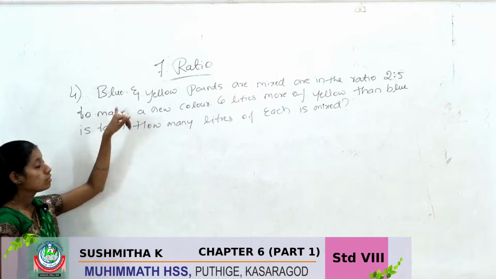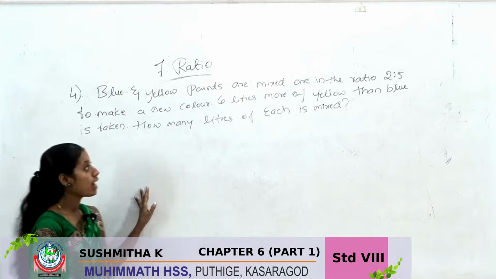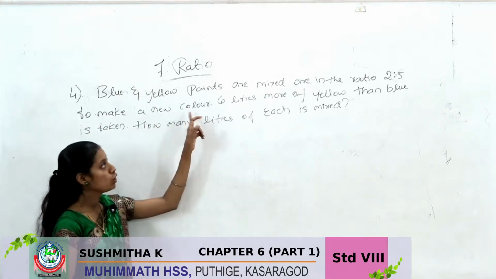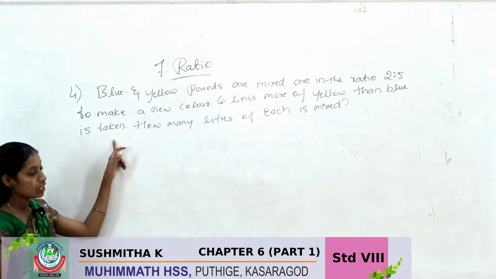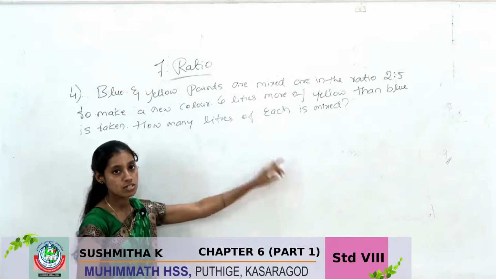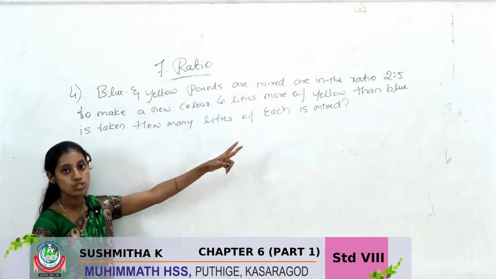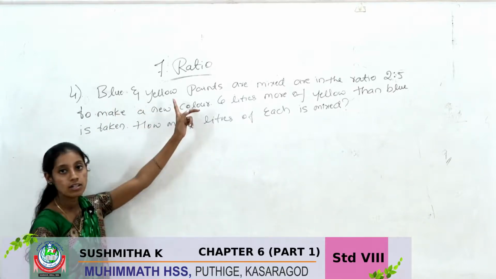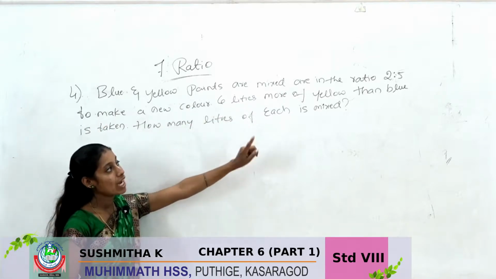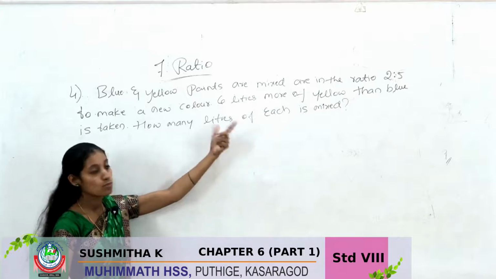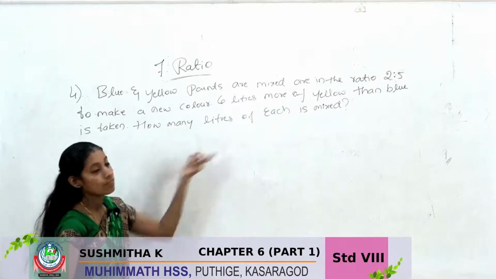So here the fourth question: blue and yellow paints are mixed in the ratio 2:5. To make a new color, 6 liters more of yellow than blue is taken. How many liters of each is mixed? So the two colors of paint, blue and yellow, are mixed in the ratio 2:5, and yellow is 6 liters more than blue.